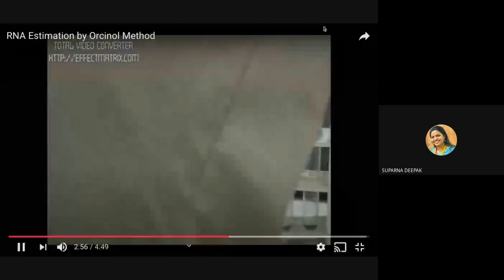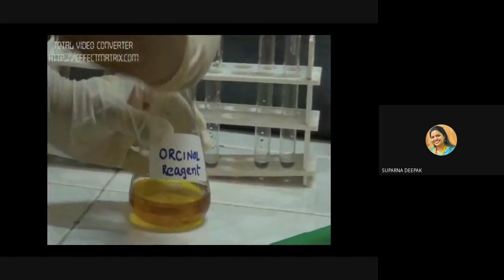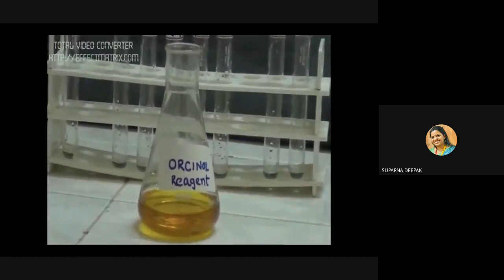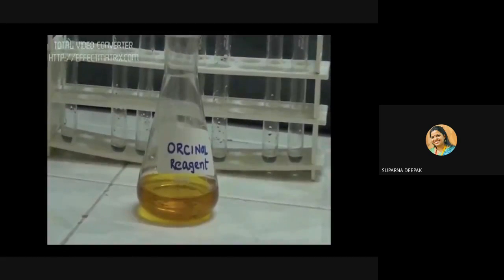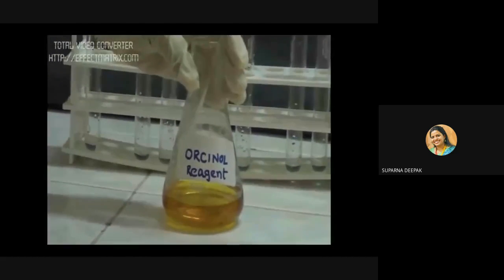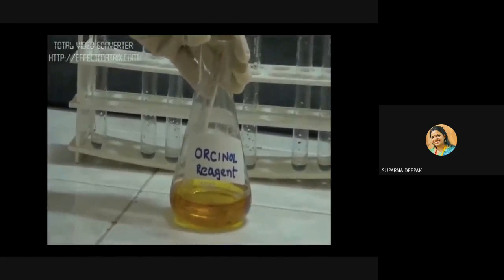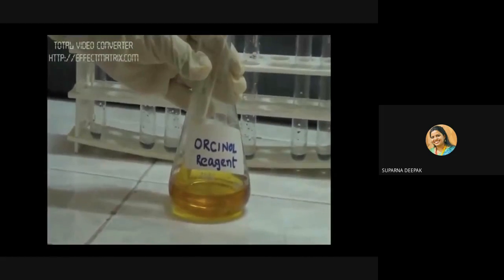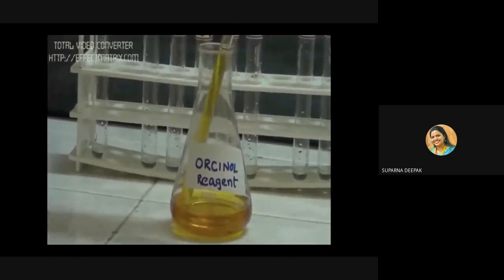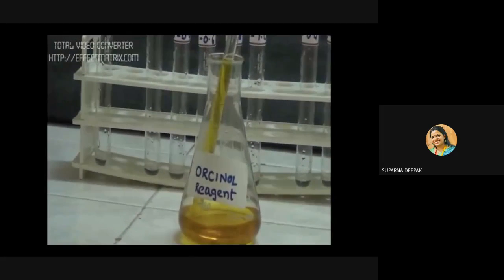Now we have to add our Orcinol reagents. The concept is that ribose sugar in very acidic condition gets converted to furfural, which then reacts with our reagent Orcinol and it gives a green color complex at 665 nanometers. So now we have to add our reagent to all the tubes in equal amount, that is 4 ml.